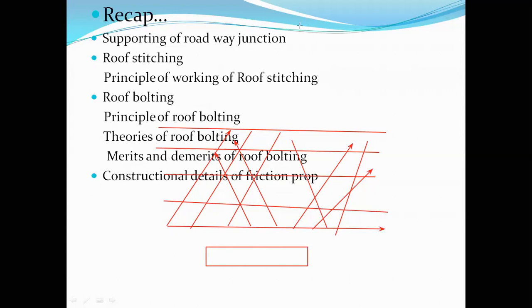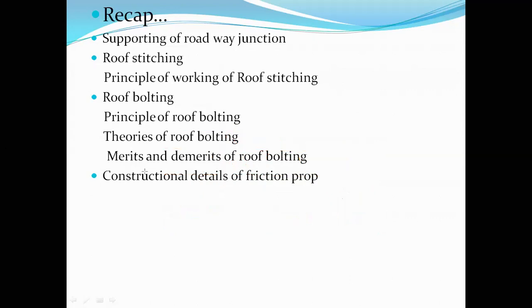So that is what we discussed in the previous video lecture: one is the principle of roof bolting, and the next one is the theories of roof bolting. Next, what are the merits and demerits of roof bolting basically. So look here, compared to the conventional method, roof bolting has certain advantages, at the same time some disadvantages too. An advantage is that the roadway requires less manpower, and the bolts can be installed quickly and easily, so that they start carrying the load.